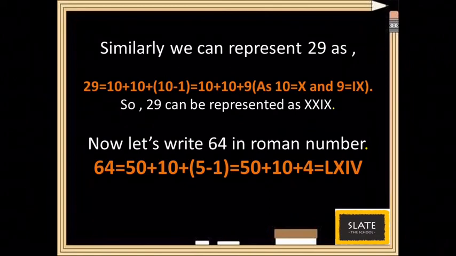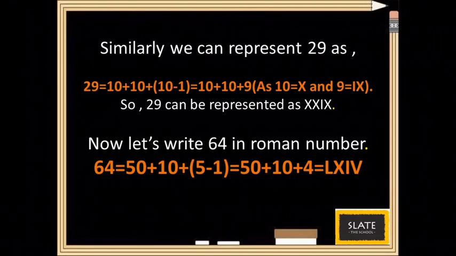Similarly, we can represent 29 as 29 is equal to 10 plus 10 plus (10 minus 1) in the bracket, and is equal to 10 plus 10 plus 9, as 10 is equal to X and 9 is equal to IX. So 29 can be represented as XXIX.